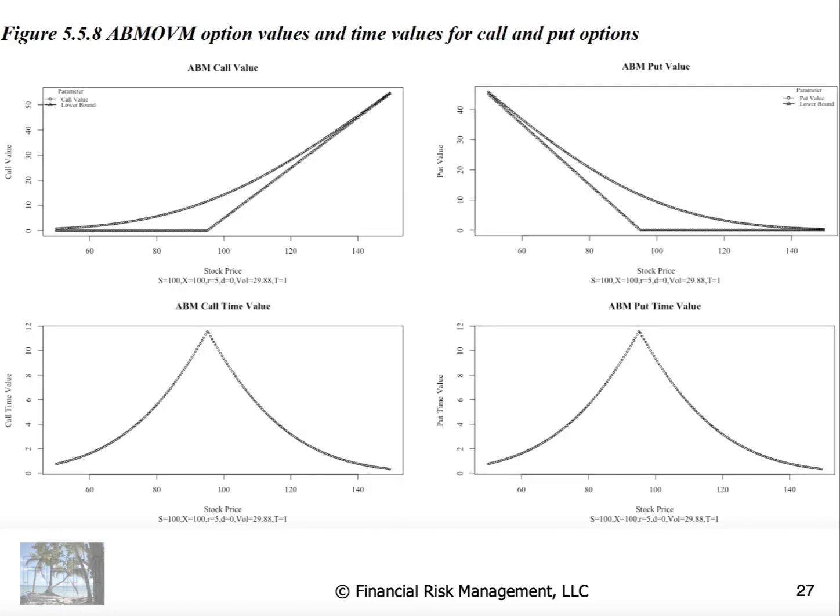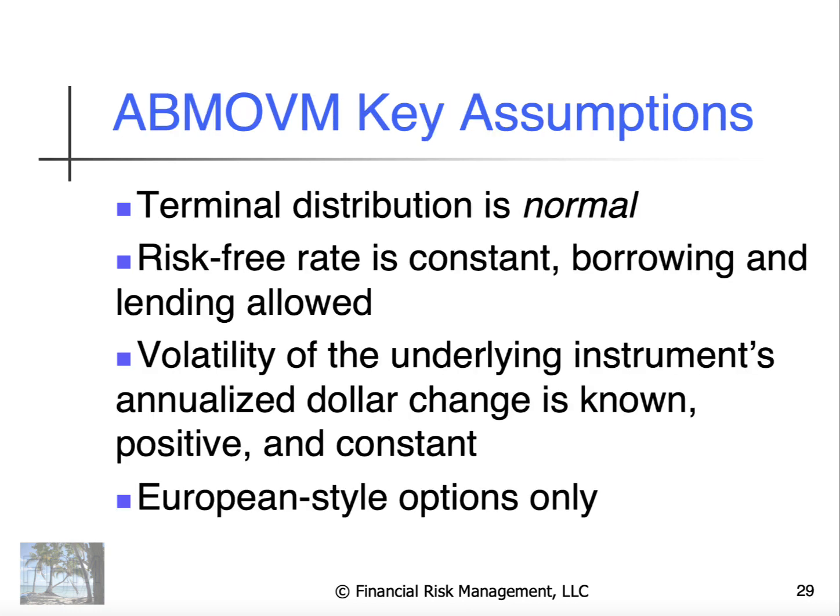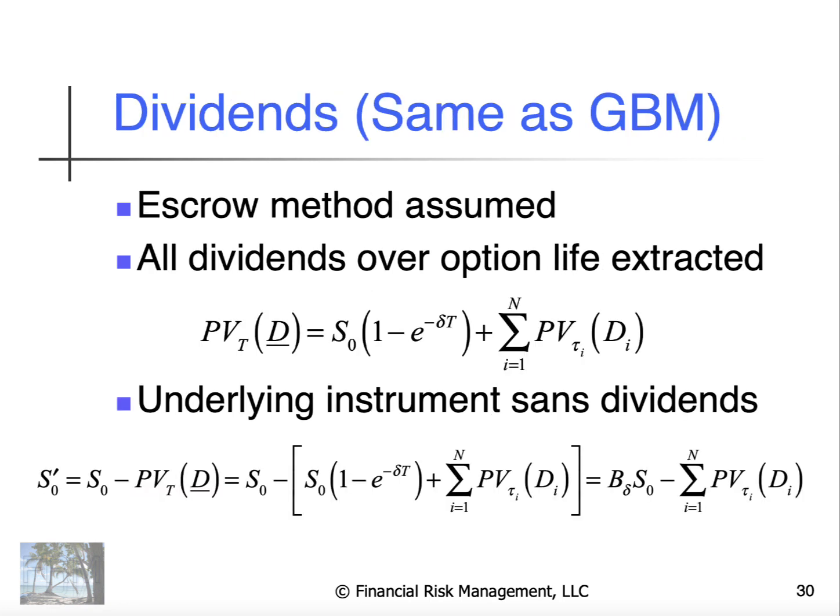Just by way of reminder, the ABM option values have this symmetric time value depiction. Rather than being positively skewed, it's symmetric. And remember, the empirical data has this negative skewness. So some of the key quantitative finance materials, we'll go over these quickly. The terminal distribution is normal, and the rest of the assumptions are as they were with GBM. The dividends will be addressed. That's the same as GBM.